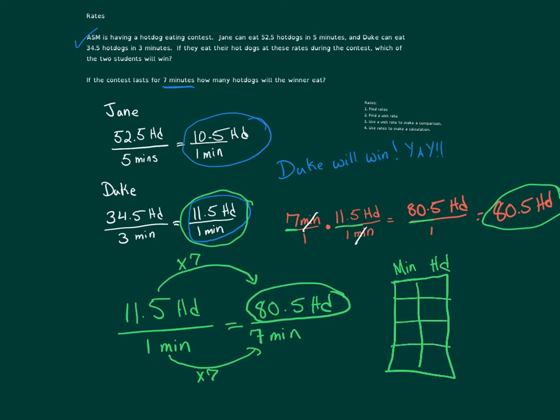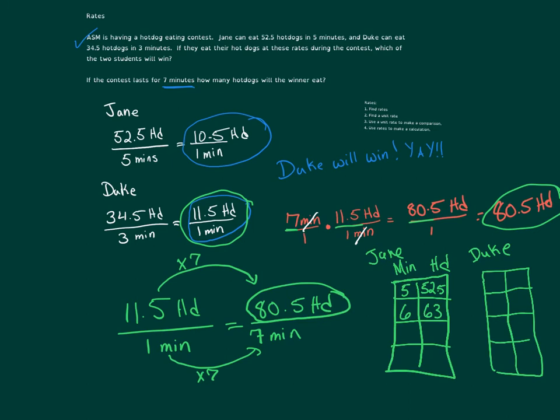So I might have said something like, see here, 5 minutes and 52.5 hot dogs, and 6 minutes, and what would that be? That would be 63 hot dogs, and this would be for Jane. But it would be the exact same thing, and then I would have another table over here for Duke. And I would make another table. It would have all of the same rates in it. It would just be in the form of a rate table. But we've done a lot of these in class, and so I wanted to show how I might give you the rates where they're not in a rate table and how you still have to be able to solve them.